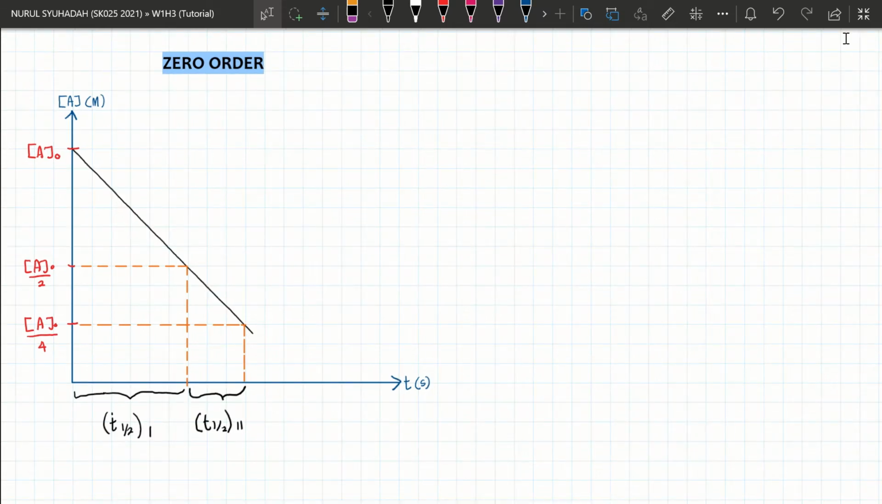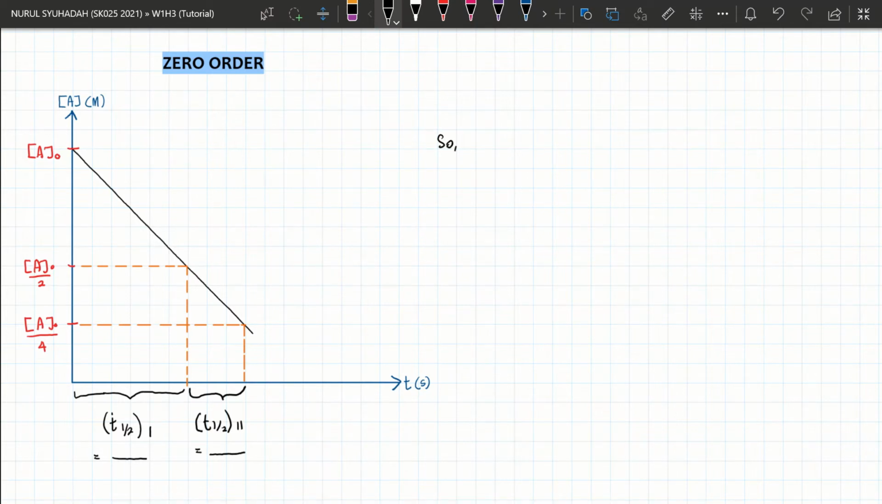So you need to have what is the value of the first half-life here, and then what is the value of the second half-life. So the value of the first half-life is here to here. Okay, so put the value. And then the second half-life from here to here. So put the value.